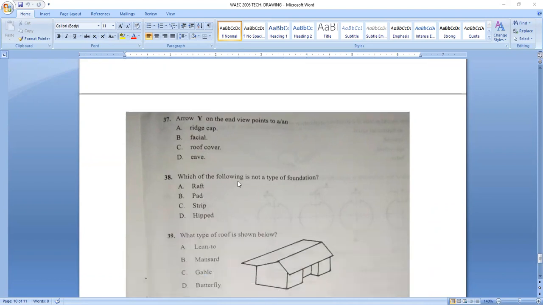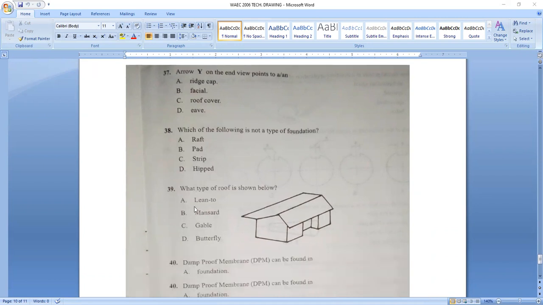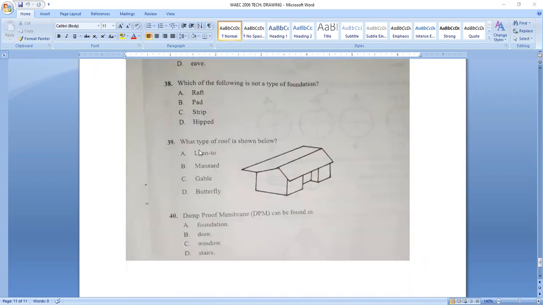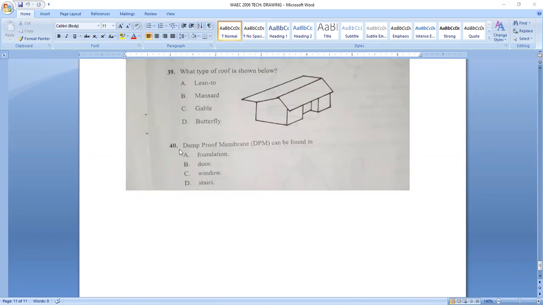Question 38. Which of the following is not a type of foundation? We have rough foundation, pad foundation, and strip foundation. Question 39. What type of roof is shown below? The type of roof shown here is a gable roof. Then question 40. Damp-proof membrane can be found in foundation. So those are the answers to the first 40 questions as we have here.